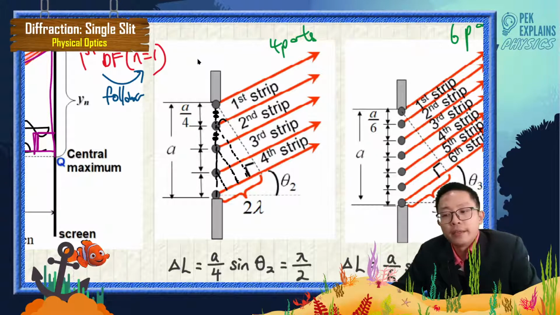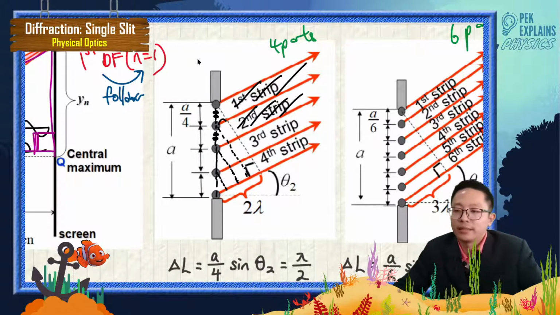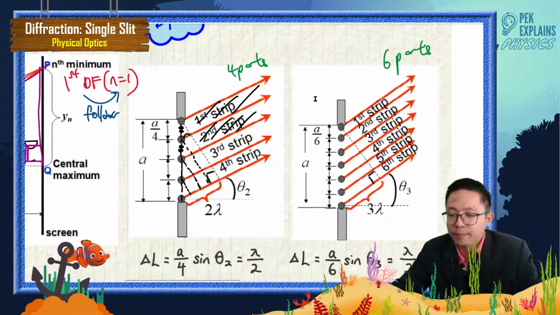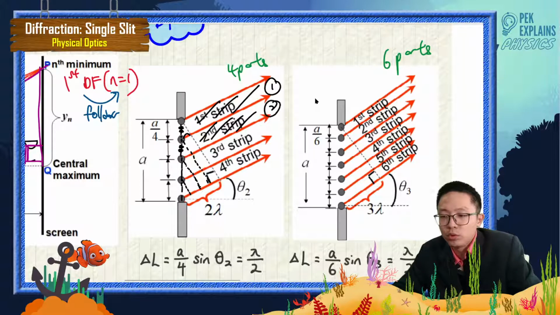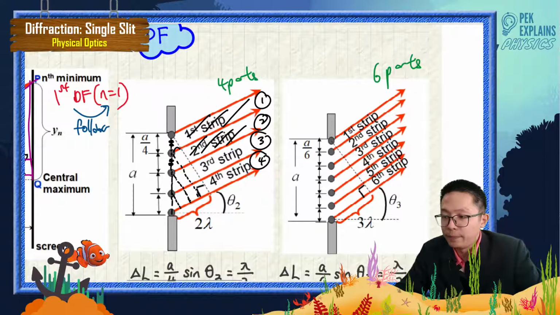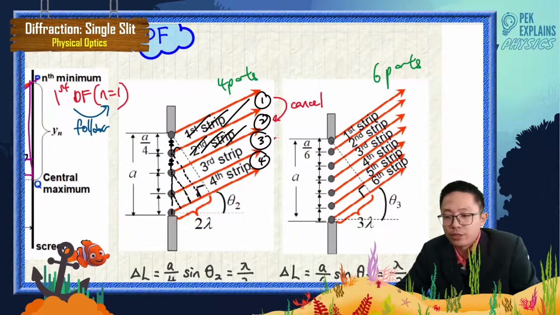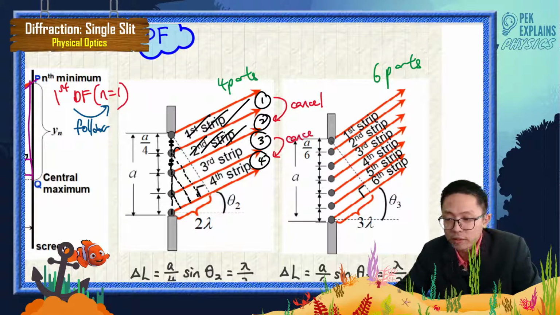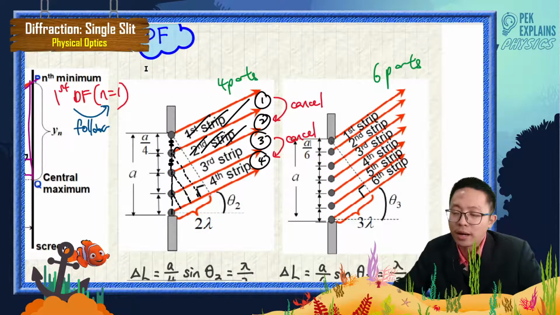So what I can say, the first part is being cancelled by the second part. So I can say this is part 1, part 2, part 3, part 4. So part 1 cancels part 2. Part 3 cancels part 4. That's why first part and second part they cancel. So no more light, produce dark fringe.